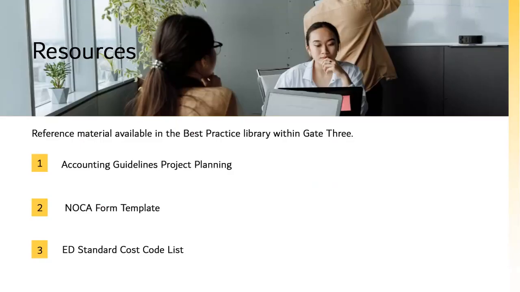Once the Gate 3 project database is turned over to the project team for project execution, it is necessary for the project manager to prepare, organize, and get ready to start to use the costing module in Gate 3. There are several resources you can use during the project startup phase. Be sure to check these out. All these documents are available in the Best Practices library in Gate 3.